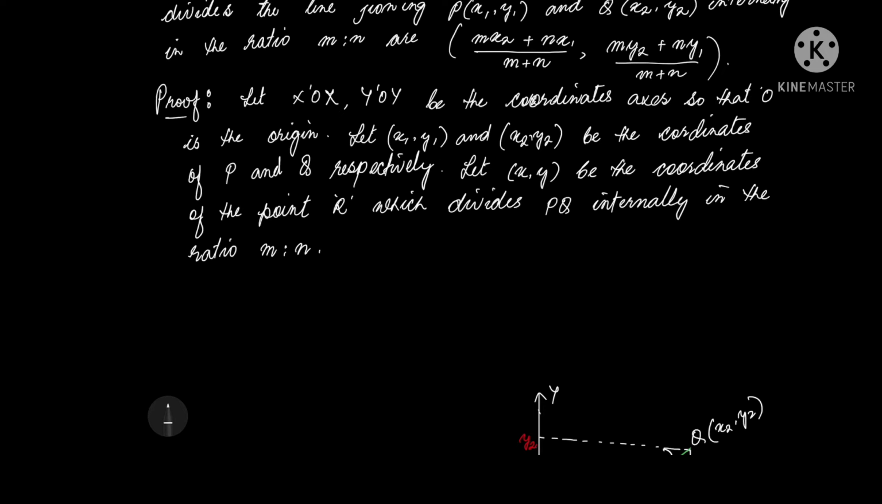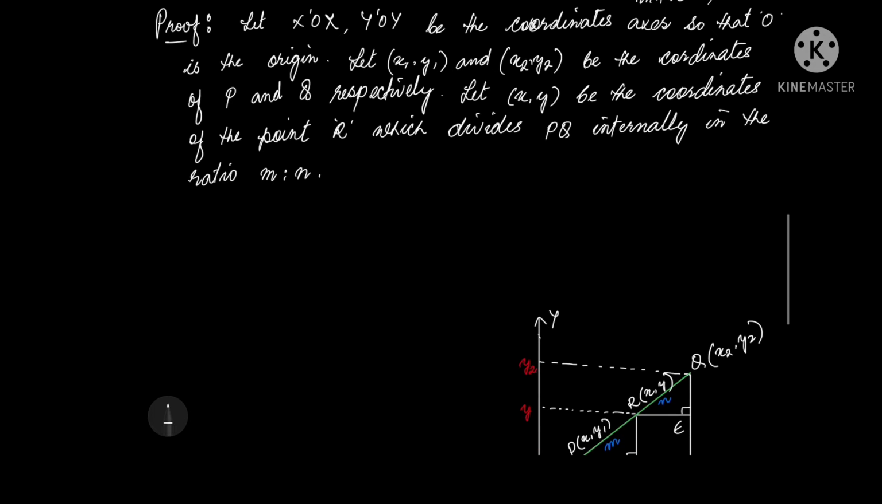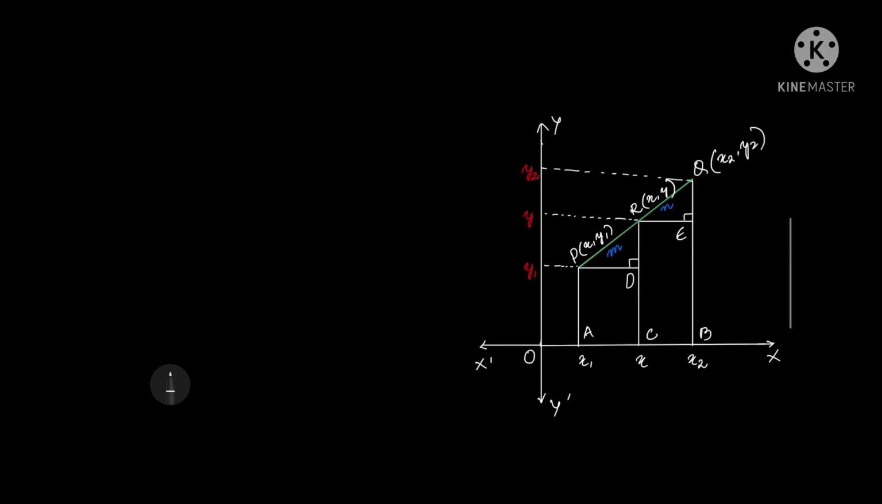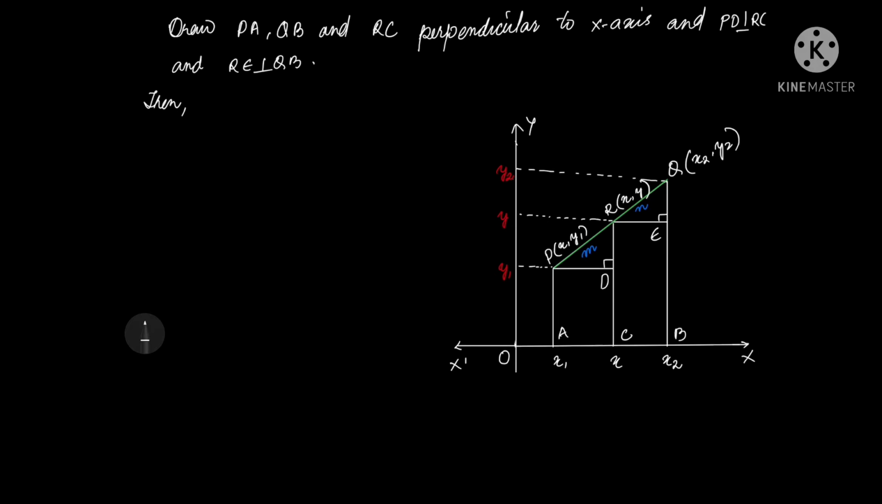Let X dash O X and Y dash O Y be the coordinate axes, so that O is the origin, and let (x1, y1) and (x2, y2) be the coordinates of P and Q respectively, and let (x, y) be the coordinates of the point R, which divides PQ internally in the ratio m:n. Now draw PA, QB and RC perpendicular to the x-axis, PD perpendicular to RC, and RE perpendicular to QB.